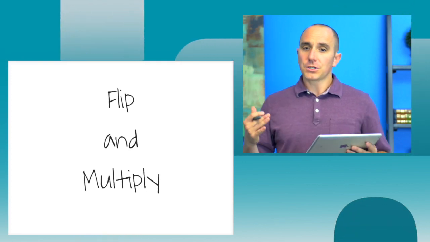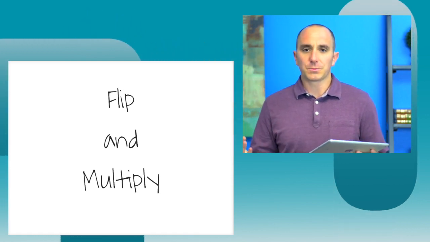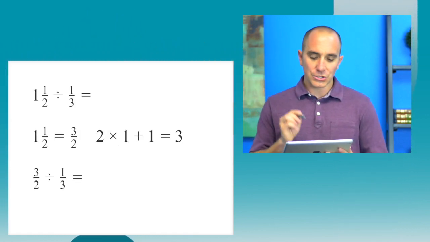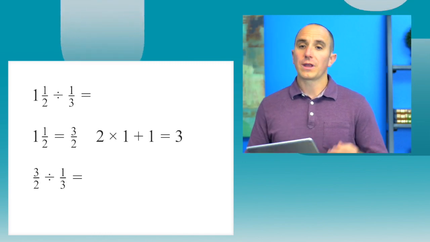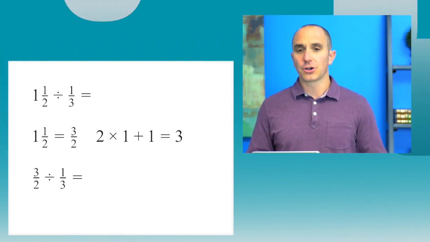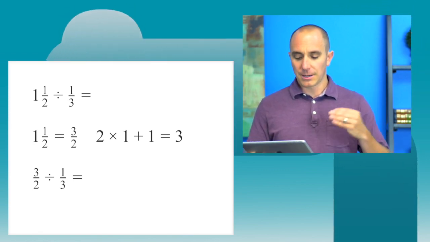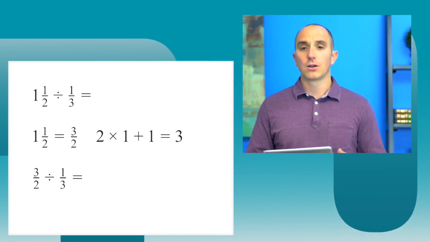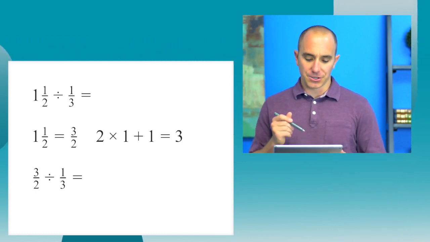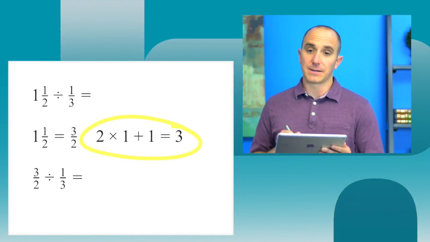So, first, you just have to turn that mixed number into an improper fraction, then you just flip it and multiply. Really simple. So let's look at this example. We have 1 1/2 divided by 1/3. So the first thing we have to do is get rid of that mixed number, turn it into an improper fraction. So I do so by multiplying the denominator times the whole number. So 2 times 1 is 2, plus 1 is 3, all over the original denominator 2. So I have 3 over 2. And you can see my side work over here that I did in my head.